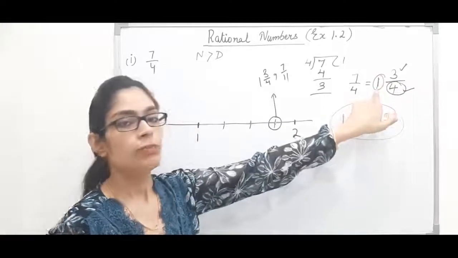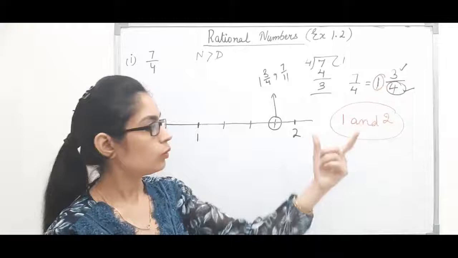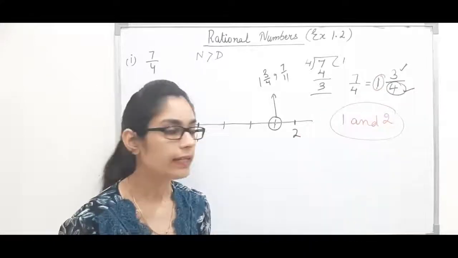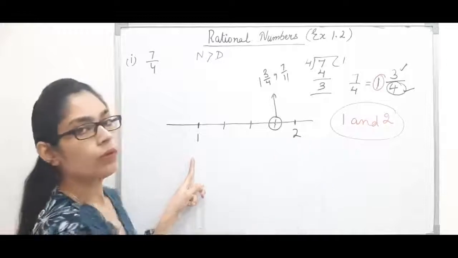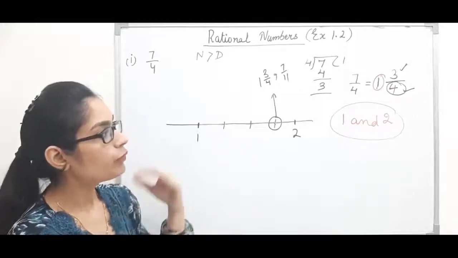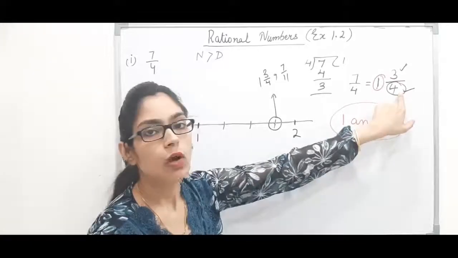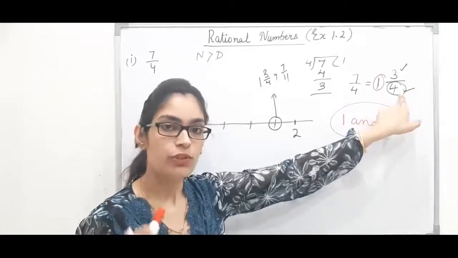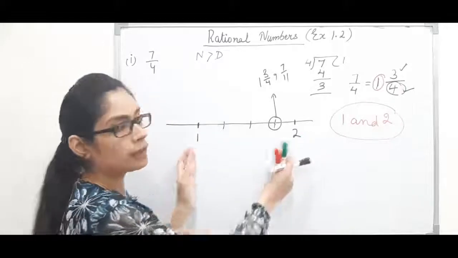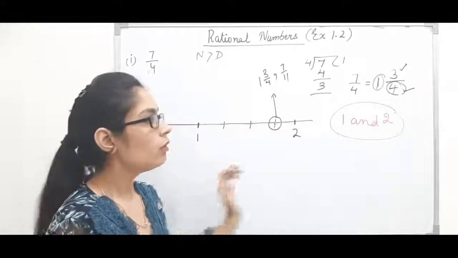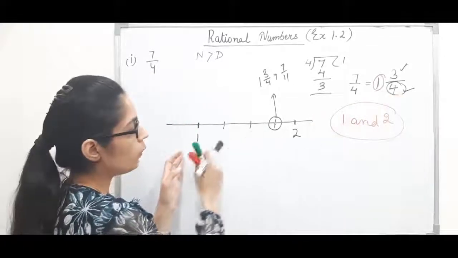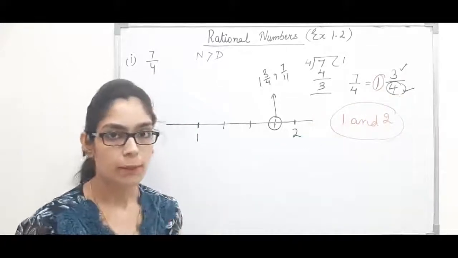This is 1 and next to 1 is 2. So I came to know this number lies between 1 and 2. So 1 and 2 I will draw on a number line. So I have drawn. Now after that I have to check for the denominator. Whichever number is present in denominator, you have to divide your numbers in that many parts. For example, 4 is there as a denominator. So I divided 1 and 2 into 4 equal parts.